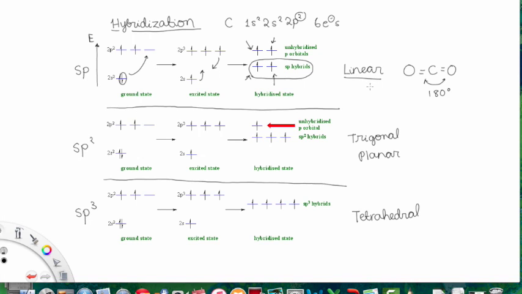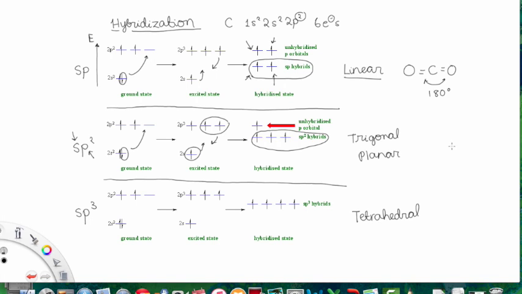Now let's move on to sp2. We start out with the same exact ground state. We have 2s2, 2p2. For the excited state, let's promote an electron again. But in this case, for sp2, we're going to mix 1 s orbital and 2 p orbitals. So we're going to mix this one and 2 of these and create these sp2 hybrid orbitals, which again are lower in energy than the original 2p orbital. And we have 1 unhybridized p orbital that remains.